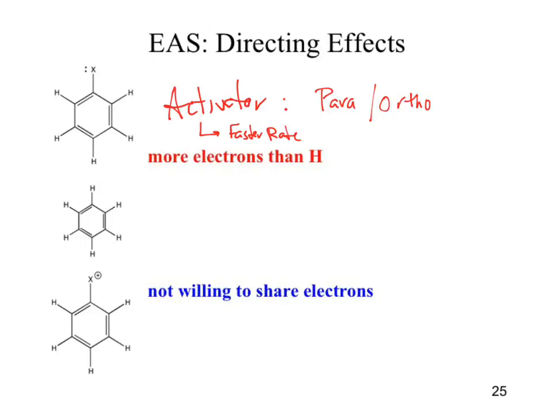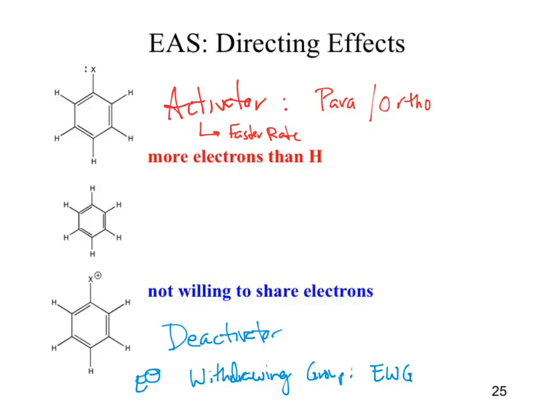If it's not willing to share electrons, what happens? It's a deactivator. And what you said was a very good point. Sometimes you'll see this as a withdrawing group, usually electron withdrawing group, also written out as EWG. Conversely, with our activators, we can also see electron donating group, or EDG. Ultimately, they're saying the same thing.